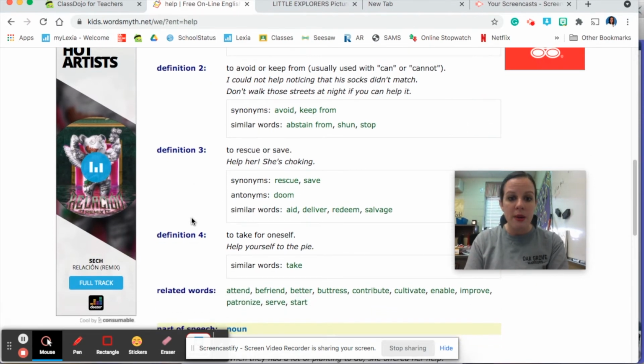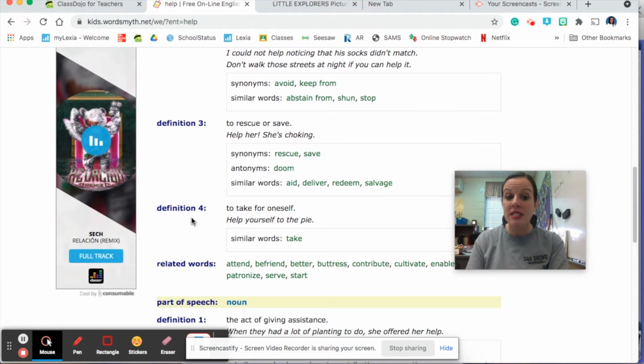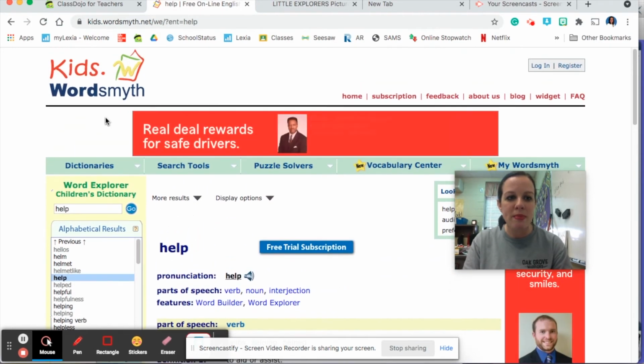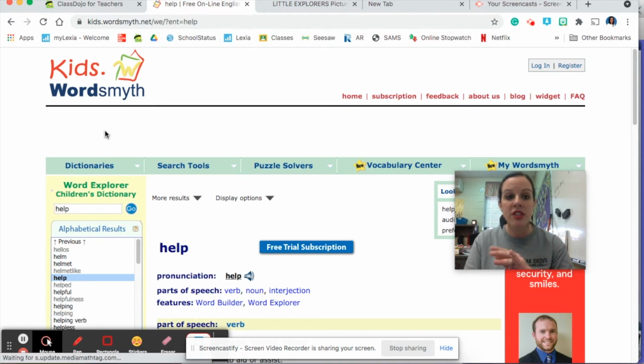Definition 4, to take for oneself. Like if you're helping yourself to some pie, you're taking it for yourself. And it gives me related words. So this great website, kids.wordsmith, actually does the job of the dictionary and the thesaurus for us.